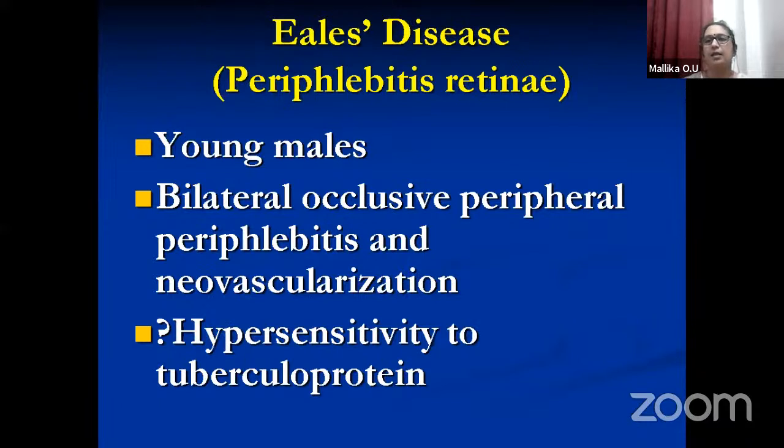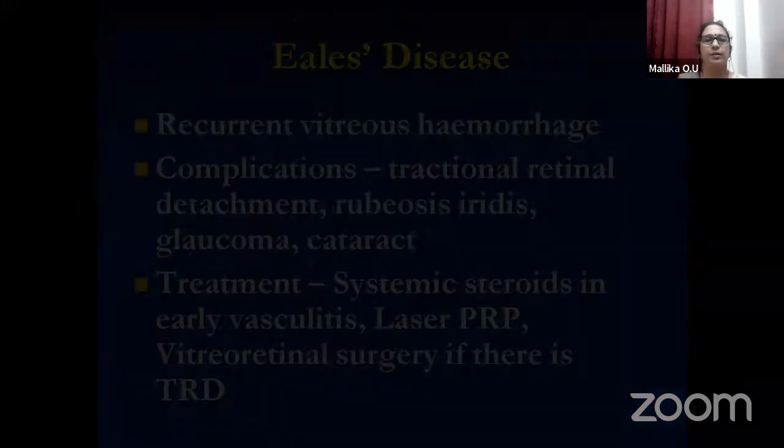So any condition that produces retinal hypoxia is a cause for tractional retinal detachment, vitreous hemorrhage, rubeosis iridis, and neovascular glaucoma. One such condition is Eales disease. There occurs bilateral occlusive peripheral periphlebitis and neovascularization. The etiology is thought to be a hypersensitivity to tuberculous protein. So if a patient presents with features of Eales disease, you have to rule out underlying tuberculosis.